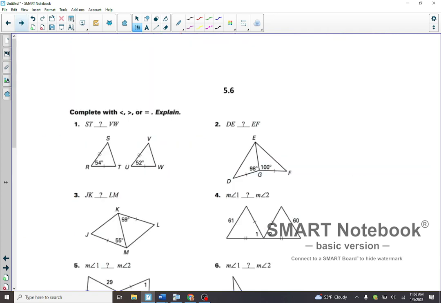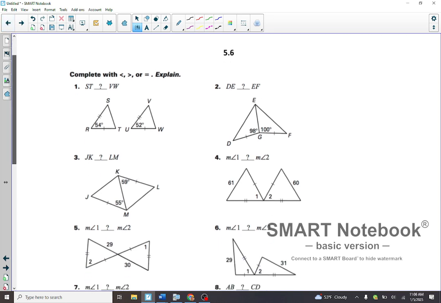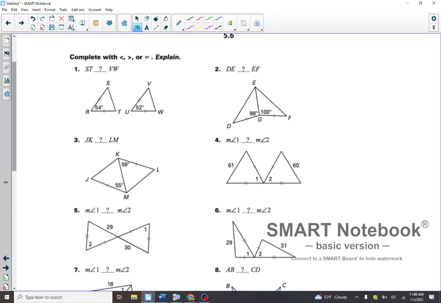All right, this is the last one. Again, the reason we did algebra inequalities is just to practice inequalities. This one, ST versus VW. Well, VW is 52 degrees, ST is 54 degrees. So ST is bigger than VW. DE, EF. DE is 98, EF is 100.